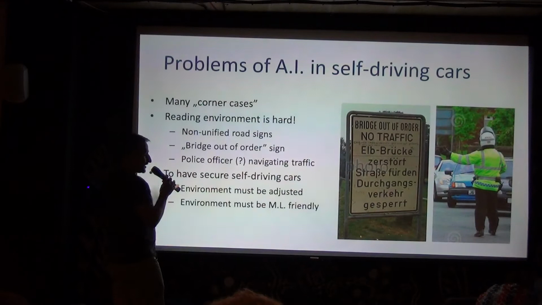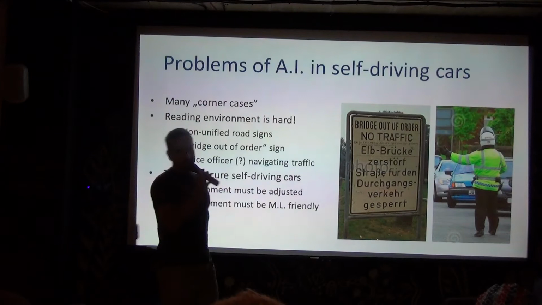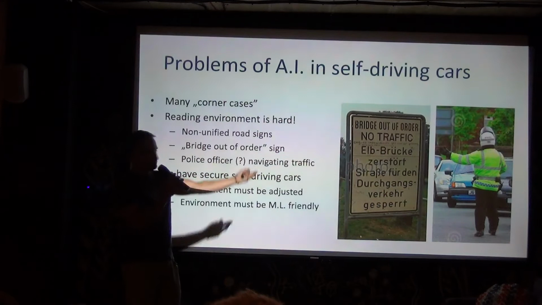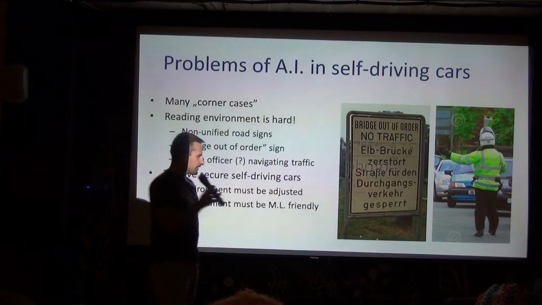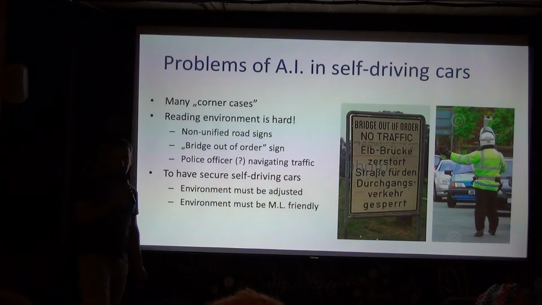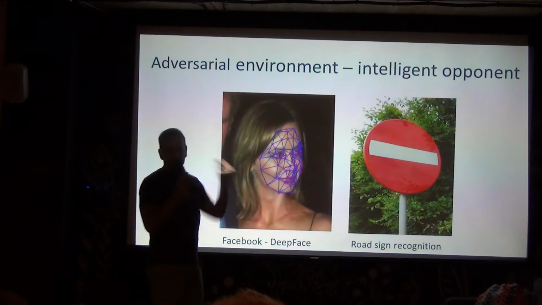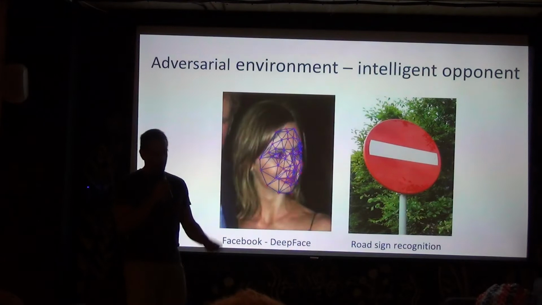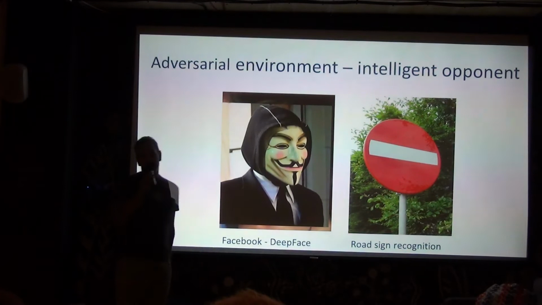Then we have a police officer handling the traffic. It's a pretty hard case for any self-driving car, even recognition that it's a police officer and not a road worker working, right? So to have proper and safe machine learning for a real environment, sometimes it must be adjusted and must be machine learning friendly. However, machine learning in an adversarial environment is the very opposite, because we have an intelligent opponent that is trying to fool the machine learning. So if you have Facebook face recognition, put on a mask and it's fooled, right? If you have road signs, cover them and it's fooled.